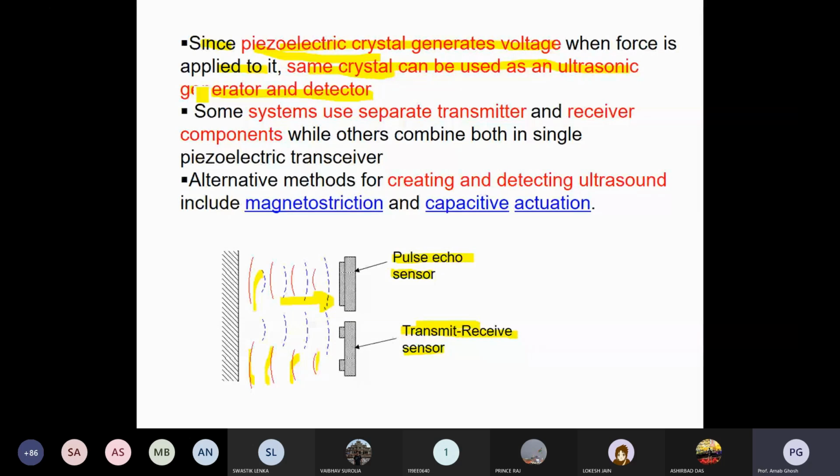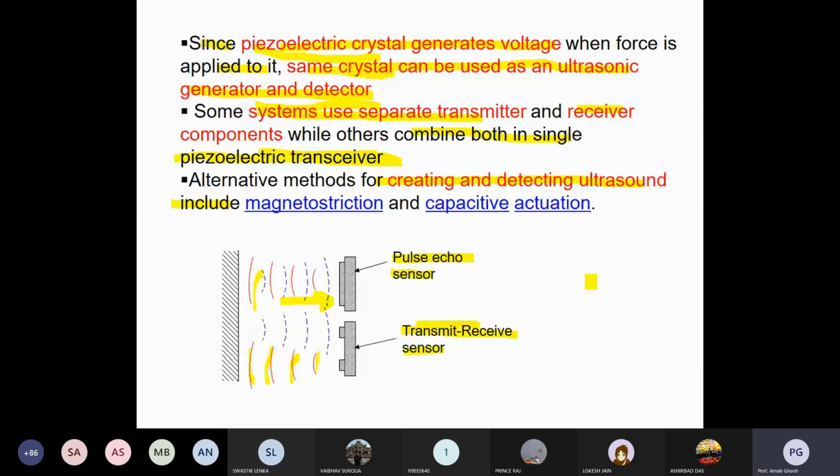So why do we use an ultrasonic generator? It is capable of generating and detecting that value. Some systems use a separate transmitter and receiver component, while others combine both signals in the piezoelectric transducer, a transceiver. Alternative methods for creating and detecting ultrasound include magnetostriction and capacitive actuation. So both of these approaches exist. Those are the basic motivations.